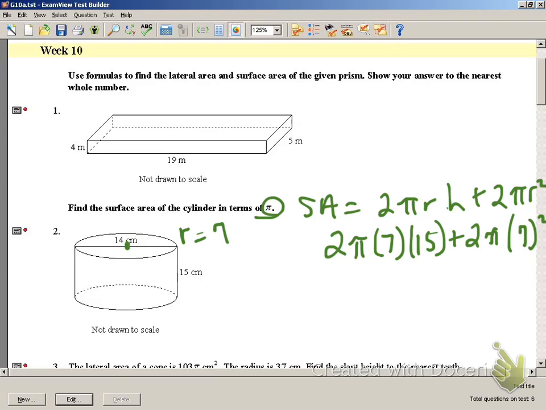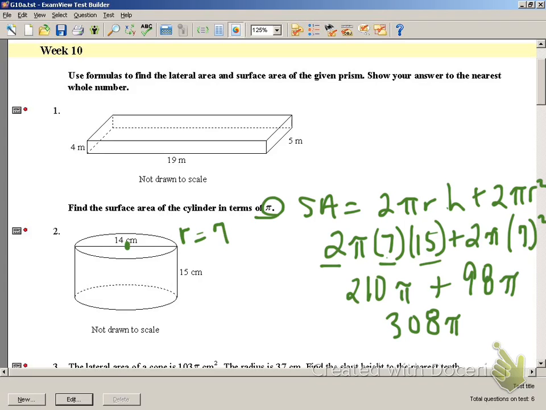Now we're leaving it in terms of pi. So I'm going to have 2 times 7 times 15, which gives us 210 pi, plus 2 times 7 squared. 7 squared times 2 gives us 98 pi. So then we simply add 98 plus 210. We get an answer of 308 pi squared centimeters. We wanted it in terms of pi, so that's all we have to do.